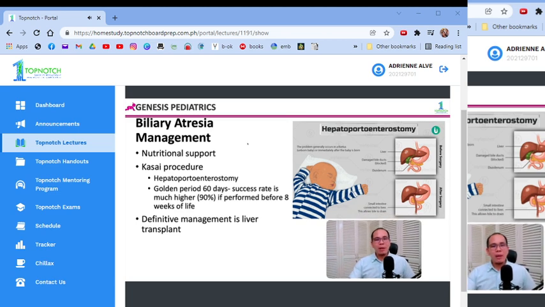Okay? So the management is, of course, nutritional support, very important. These patients with progressing liver damage are very prone to developing vitamin deficiency, specifically what type of vitamins, your fat-soluble vitamins, your ADEK. Okay? And of course, laging tinatanong sa exam was your Kasai procedure, your hepatoportoenterostomy.